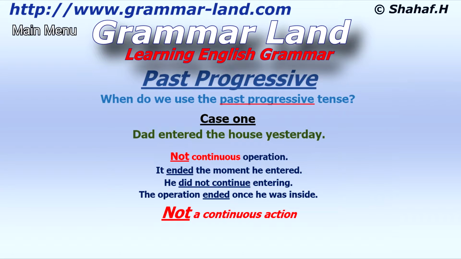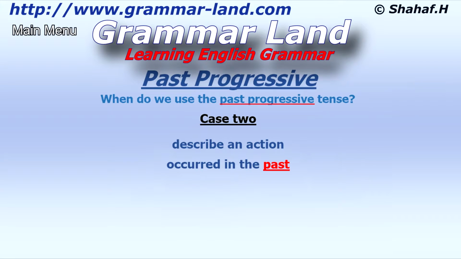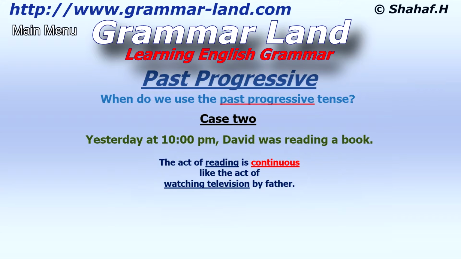In contrast to this, Father was watching TV all night. That is a continuous operation, which occurred in the past. Last night. Case number 2. Description of an action that occurred in the past at a certain moment. For example, yesterday at 10 p.m., David was reading a book. The act of reading is continuous, just like the act of watching television by Father.